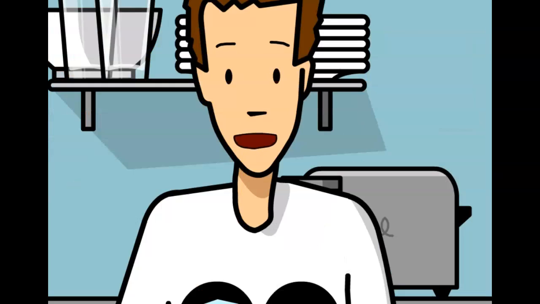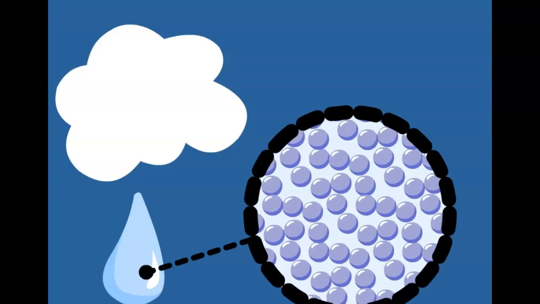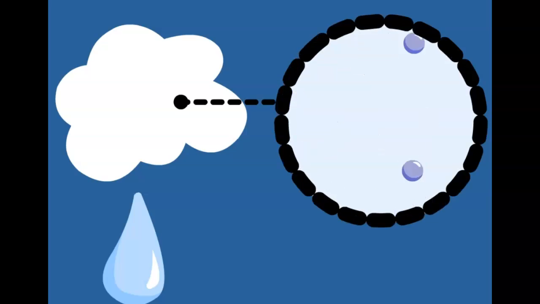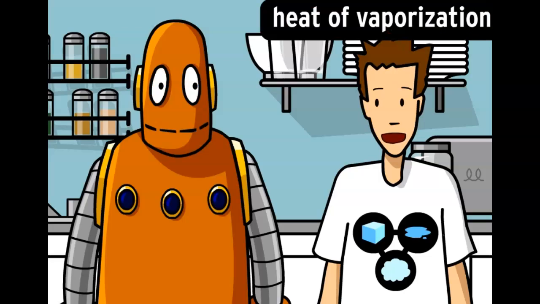Anyway, gas molecules have more energy than liquid molecules. Liquid molecules are attracted to one another and tend to clump together. But gas molecules bounce around randomly. To turn a liquid into a gas, you've got to add enough energy to overcome the forces of attraction between those molecules. That energy is called the heat of vaporization.